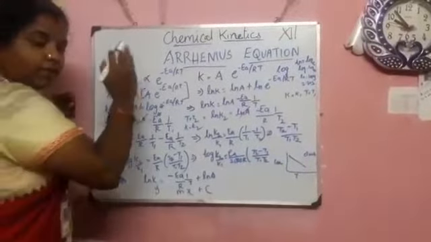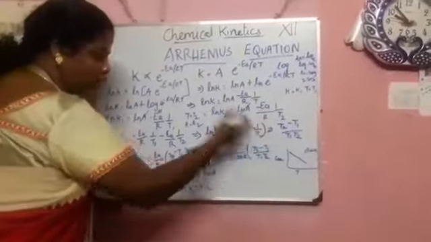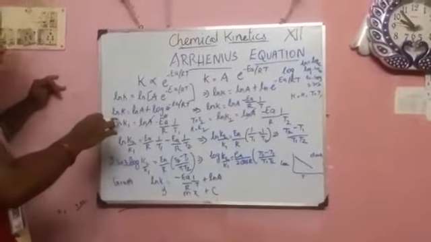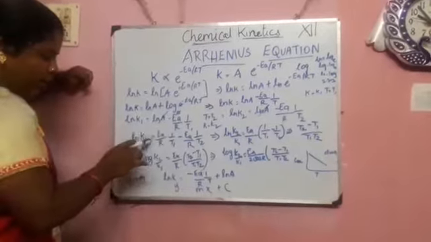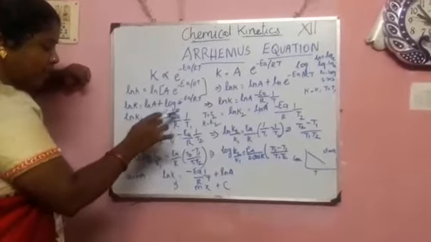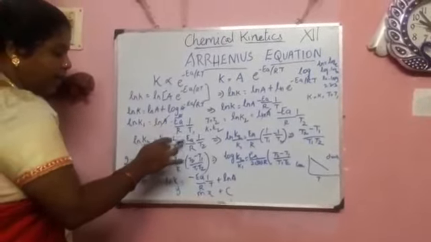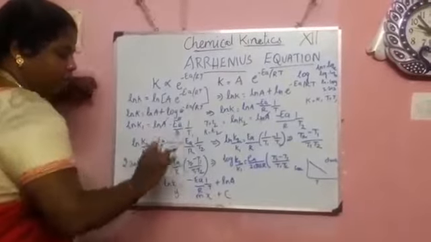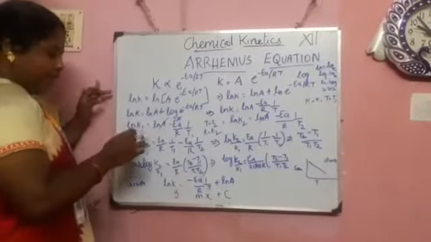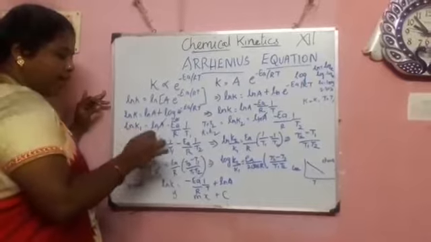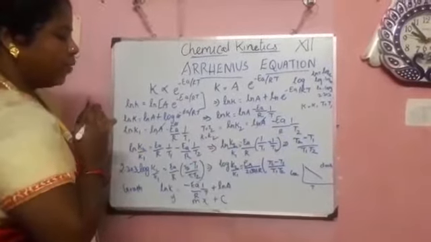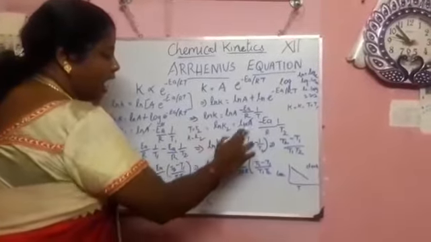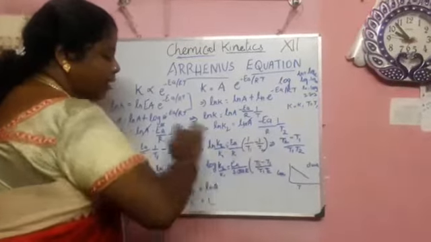Subtracting the first from the second, ln of k2 by k1 equals minus Ea by R into 1 by T1 minus minus Ea by R into 1 by T2. Keeping the common value minus Ea by R, ln k2 by k1 equals minus Ea by R into 1 by T1 minus 1 by T2.